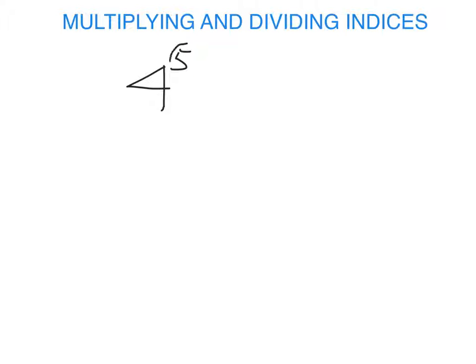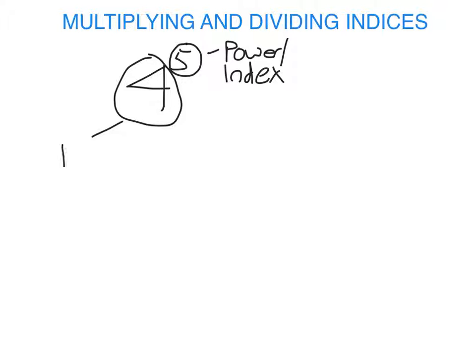So this number here is the power, but it's also called the exponent or the index. And indices is just the plural of index. So we're working with numbers that have been raised to a power. Now we call this number here the base number, and I'll be using that terminology in this video.